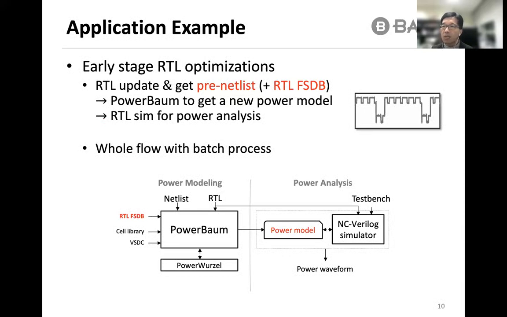In the early stage, whenever RTL is updated, it will be synthesized for pre-analysis. Baum supports both RTL and gate-level FSDB. So in this early stage, RTL FSDB with pre-analysis may be used to get the power model, which is then followed by actual analysis.